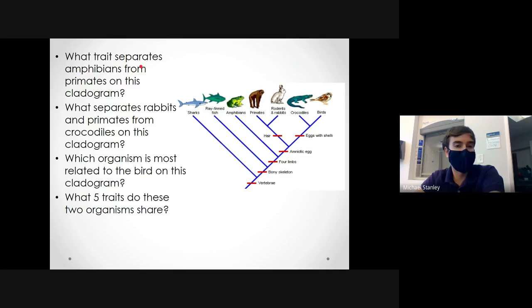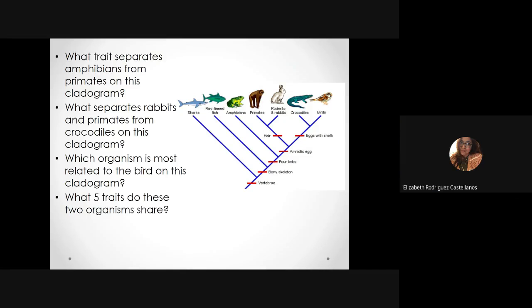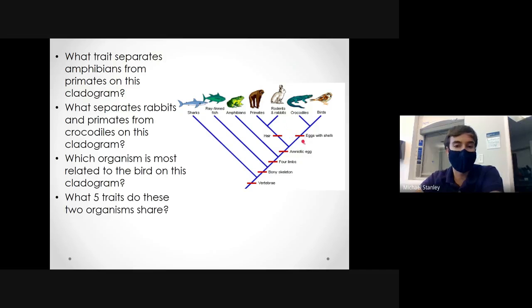So the first thing I want to know about is which trait separates amphibians, to this guy here, from primates on this cladogram. Is it the hair? Hair is one of them. So primates have the trait of hair, amphibians do not. Are there any other traits that separate primates and amphibians?